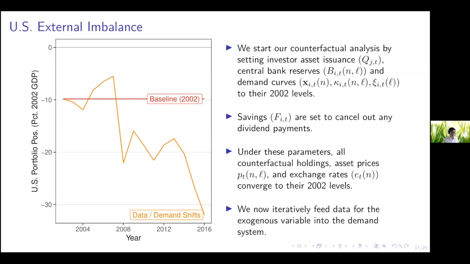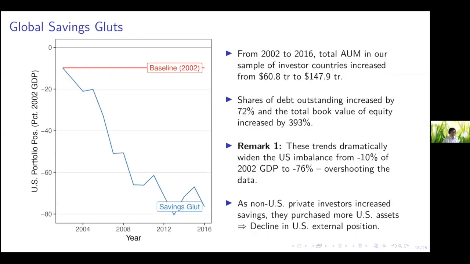This is our baseline. What we're going to do now is iteratively feed data for the exogenous components back into this structural model, and we're going to move slowly from this red line back to this orange line. Now we're going to start off with global savings gluts. We can see in the data that from 2002 to 2016, the total AUM in our sample of investor countries increased from $60 trillion to $148 trillion. The shares of debt outstanding, so the supply of assets, also increased dramatically. So if we allow for the increase in savings along with the increase in supply together, that's going to move this red line down to this blue line, which we're going to call the savings glut counterfactual.